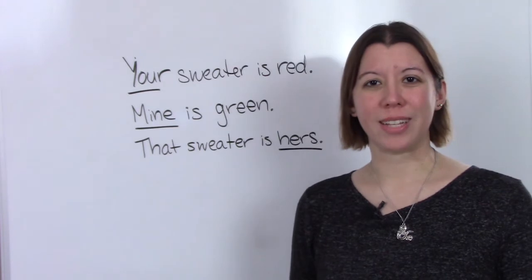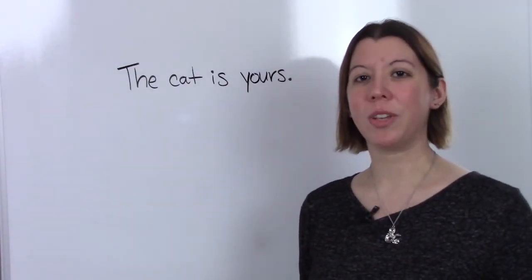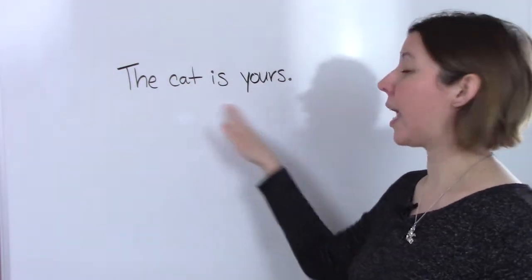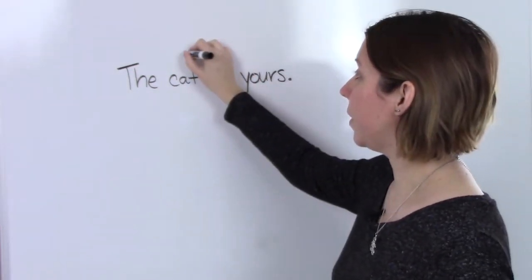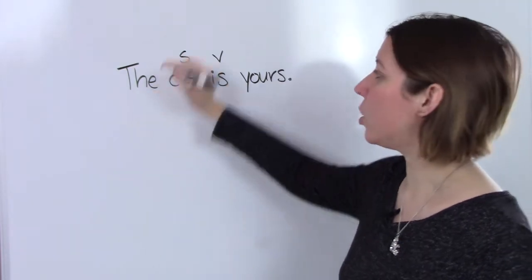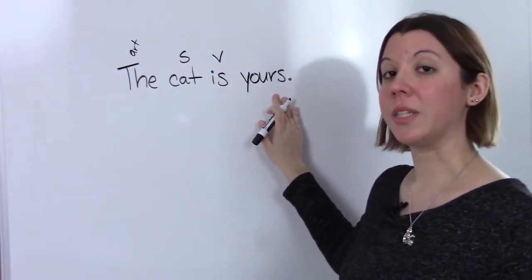All right, ready to try some examples? Here we go. Just like in previous sentences, we start by finding the subject and the verb. In this sentence, the cat is yours. The sentence is about the cat. That's the subject. Verb is, back to the start. The is an article. Yours is the possessive pronoun.